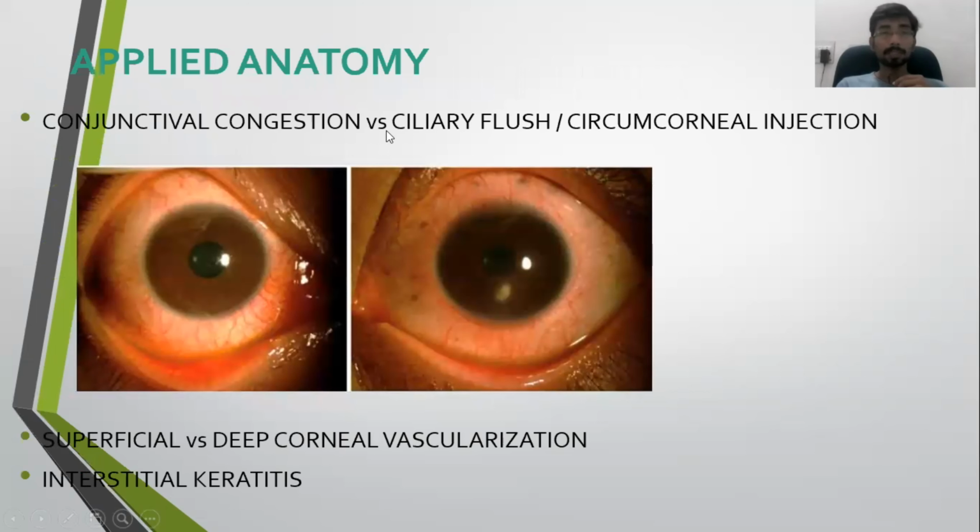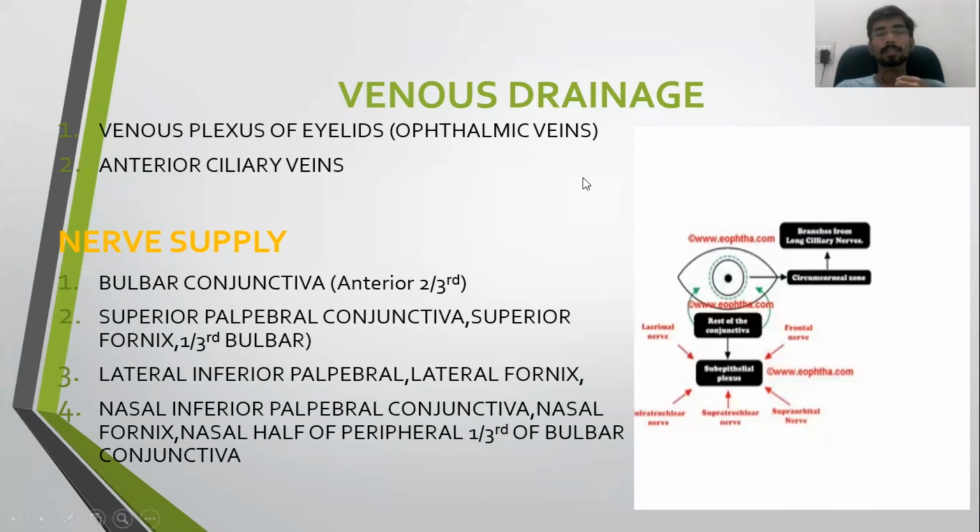Applied anatomy. Conjunctival congestion is mainly palpebral versus ciliary congestion where around the cornea we get the circumcorneal congestion. So conjunctival congestion is superficial versus deep corneal vascularization. Venous drainage of the conjunctiva. So venous plexus of eyelid, that is ophthalmic veins and anterior ciliary veins.